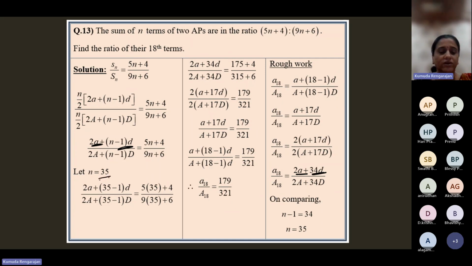So let n be 35. Wherever there is n, use 35. In the numerator and denominator, take out 2 common. And a plus 17d is nothing but a18 in both the numerator and denominator. And the ratio is 179 by 321. Please work this out, children.